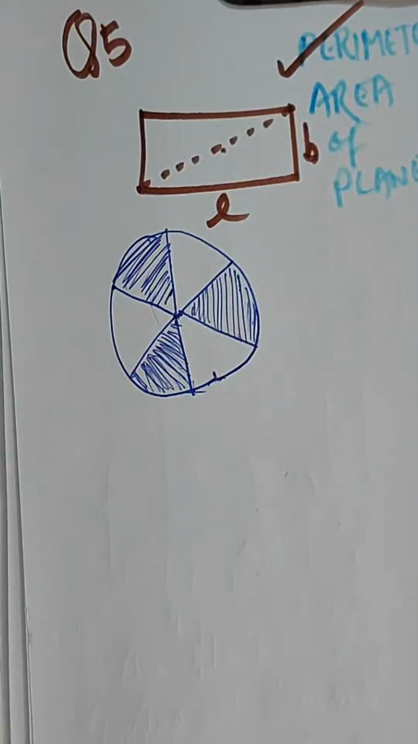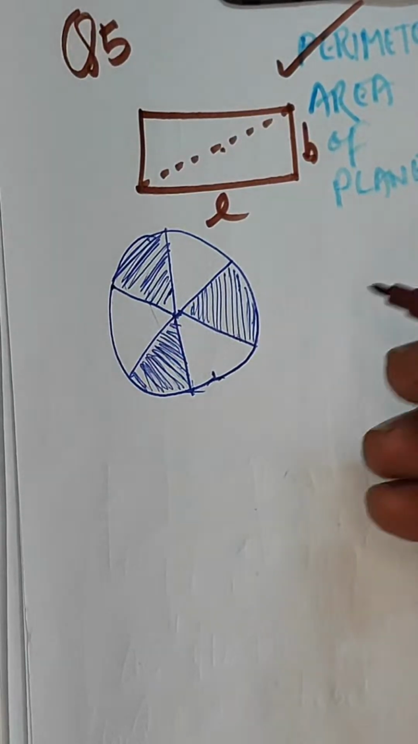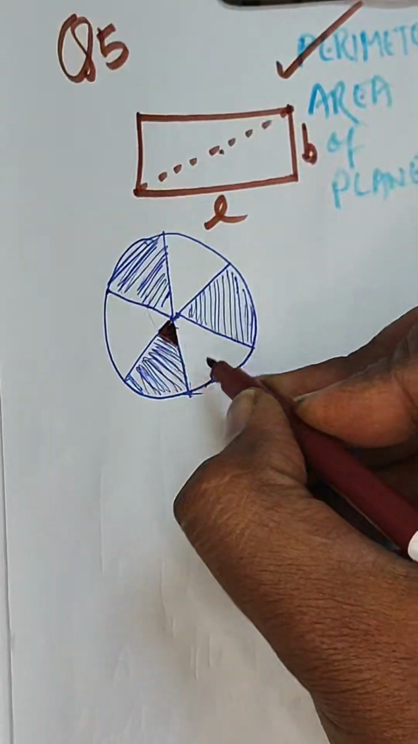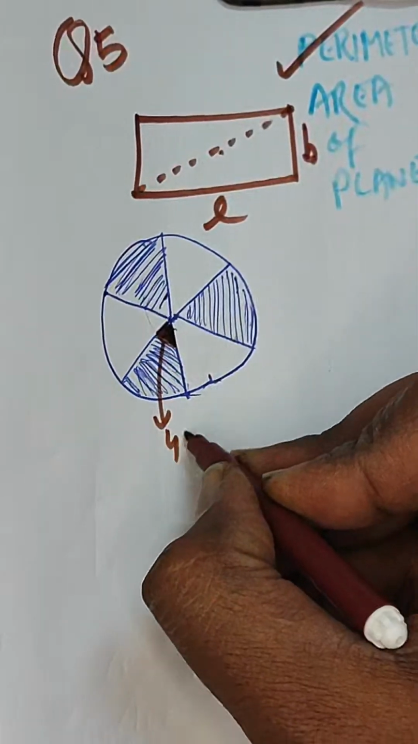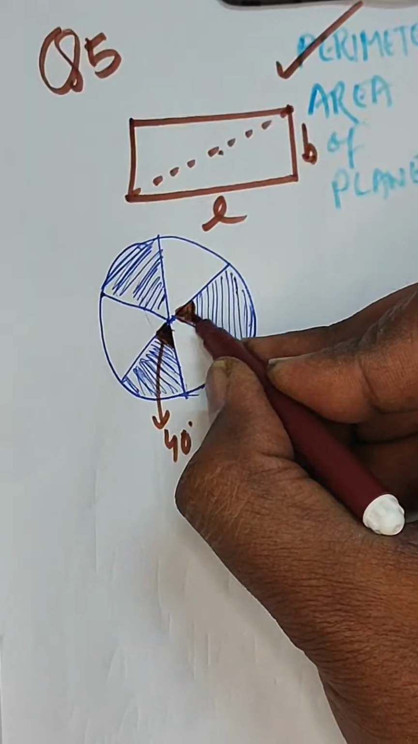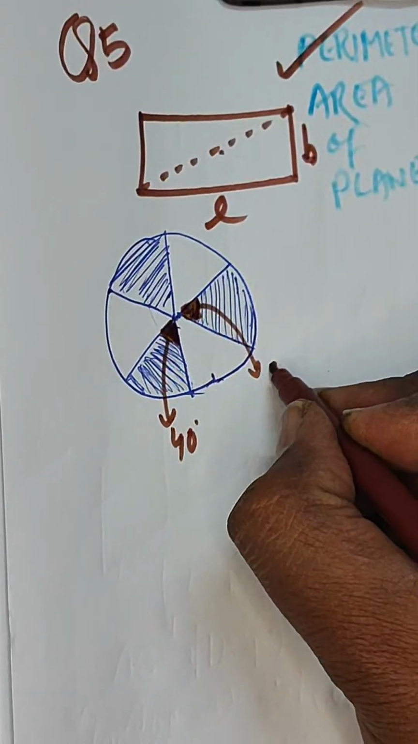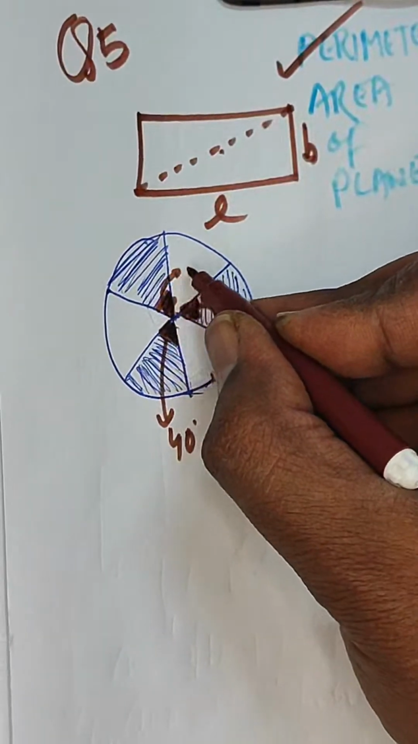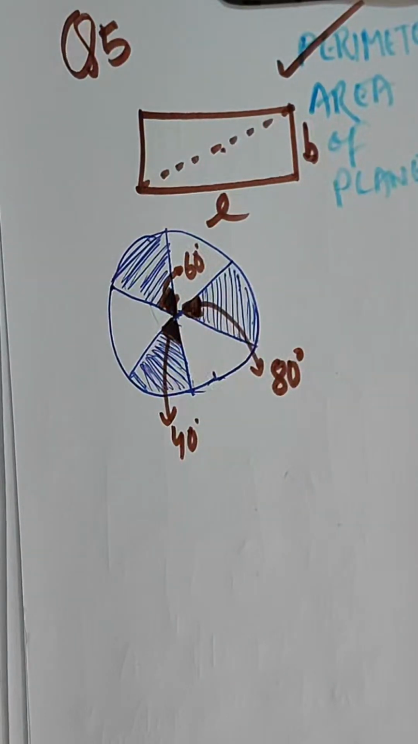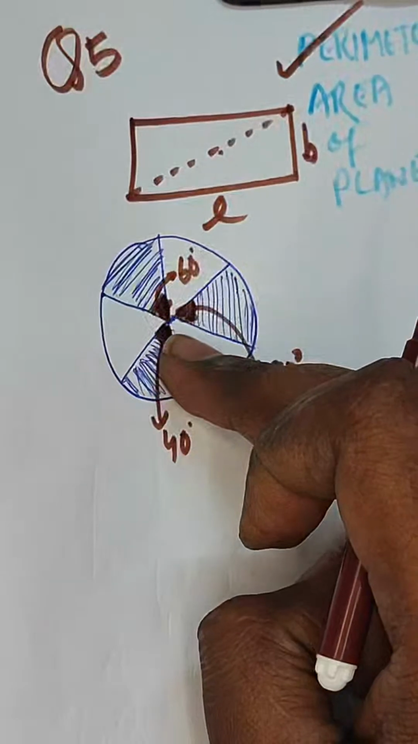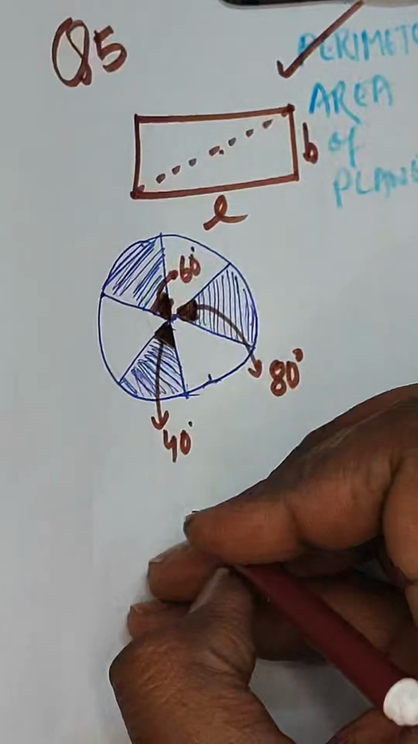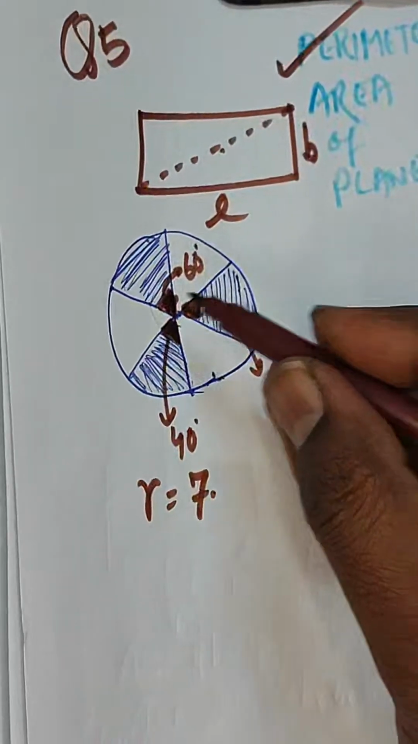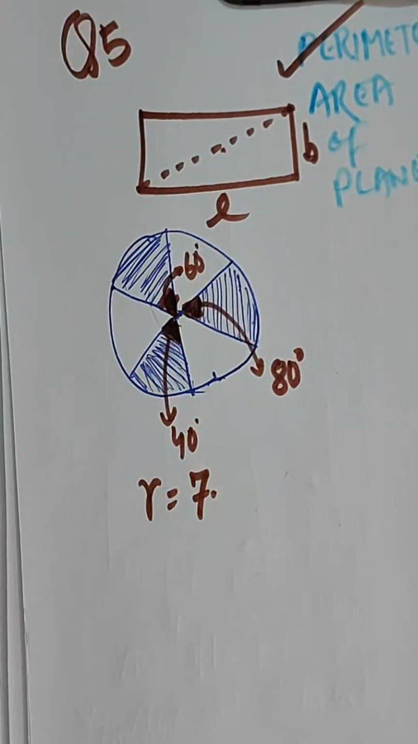It's given in this question that this angle is 40 degree, this is given as 80 degree, and this is given as 60 degree, right? So if these three angles are given to you, and it's also given that the radius of this circle is 7, then find the area of the shaded region. Then I think you can easily calculate it.